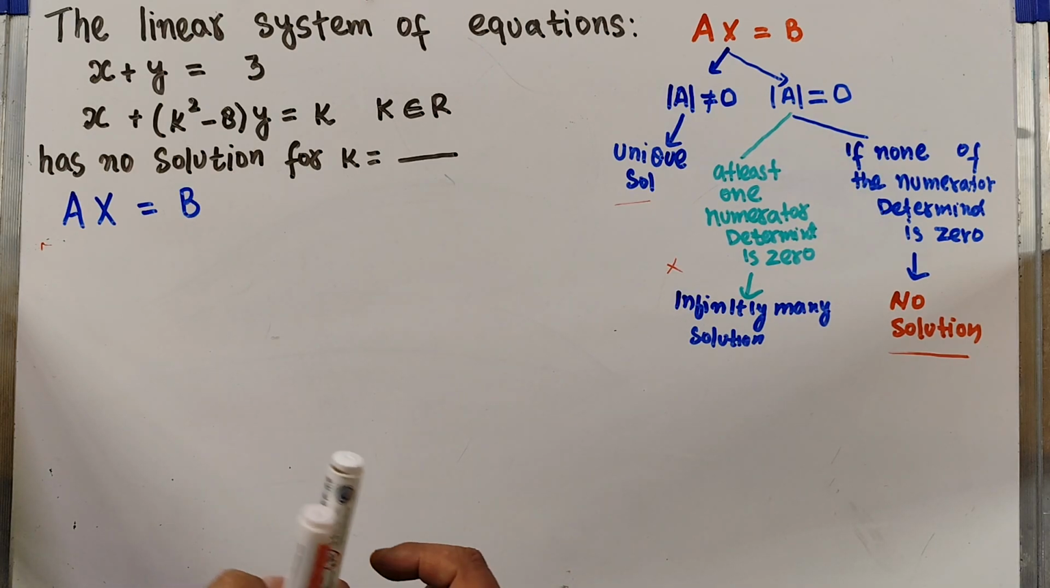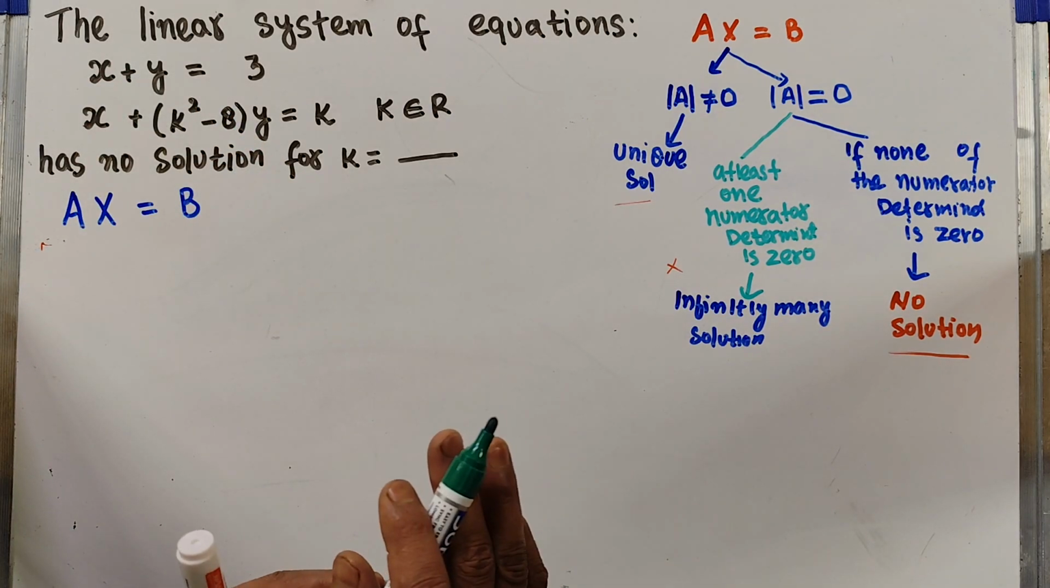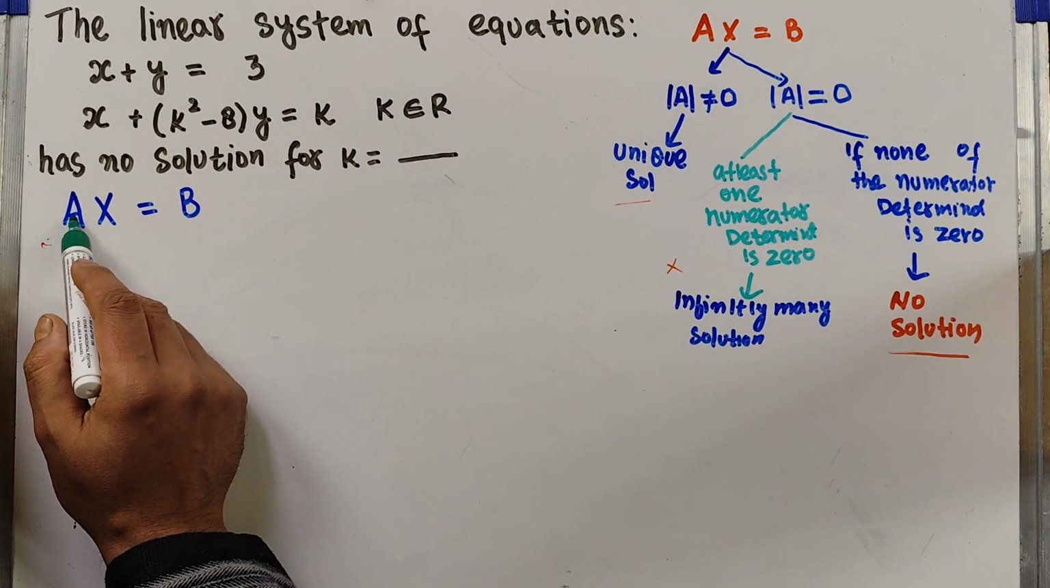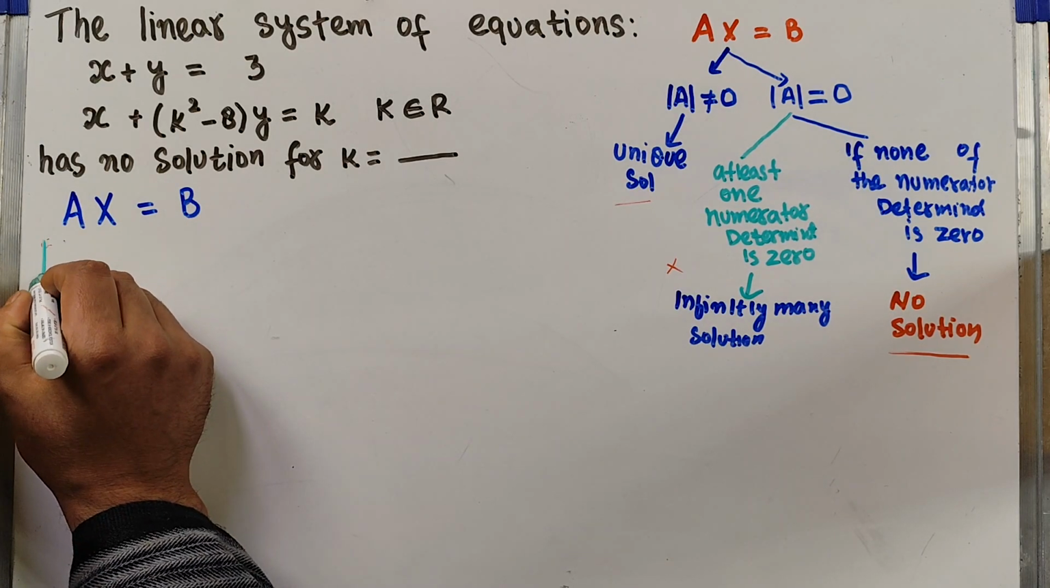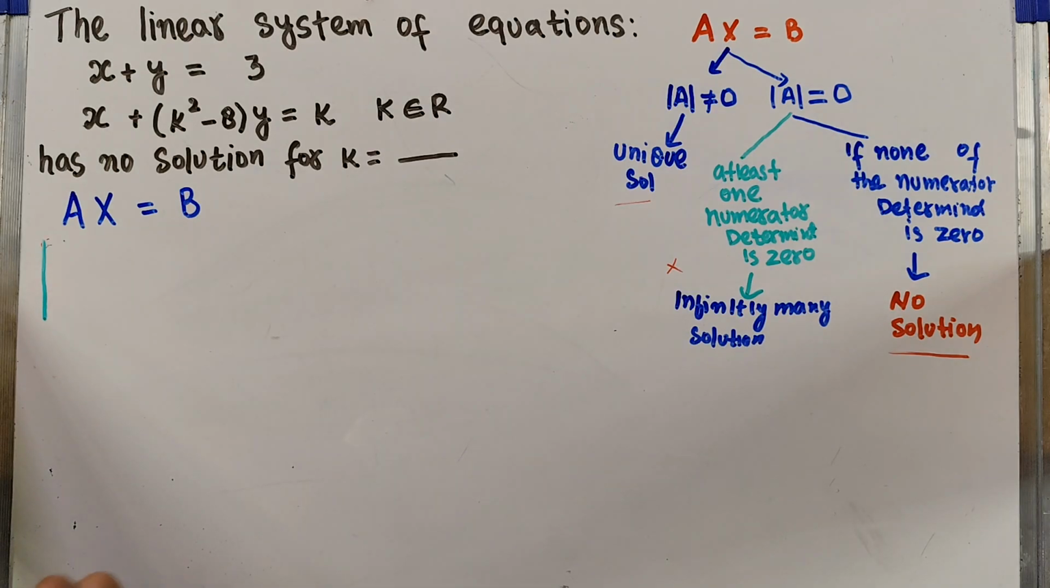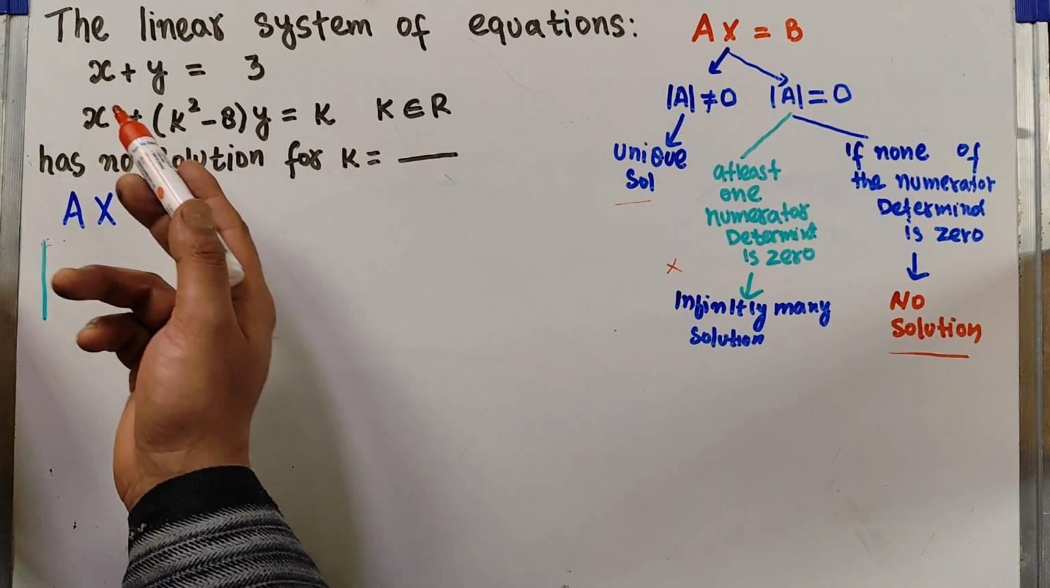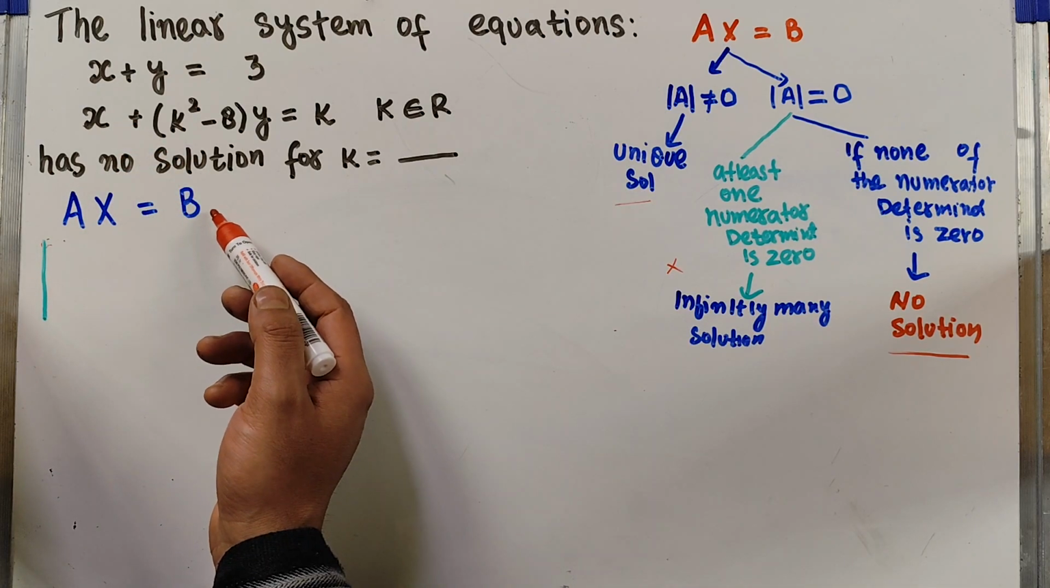First, we write the given system of equations in matrix form. In matrix form that is A x is equal to b. A denotes the coefficient matrix, the coefficients of x's and y's, x denotes the solution vector, where we need to find the values of x and y, and b is the vector of constant terms.